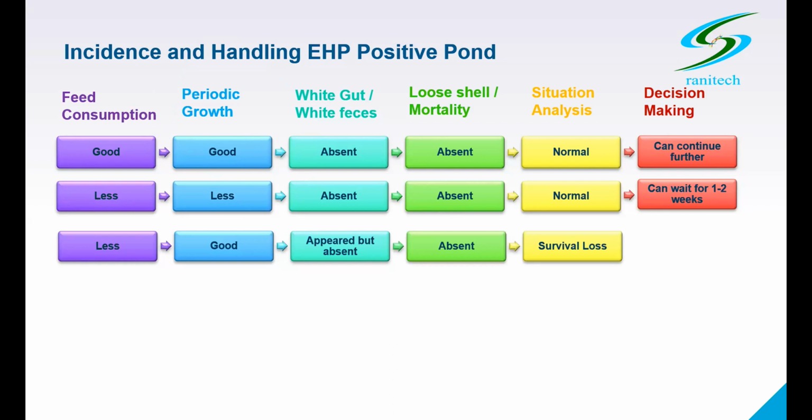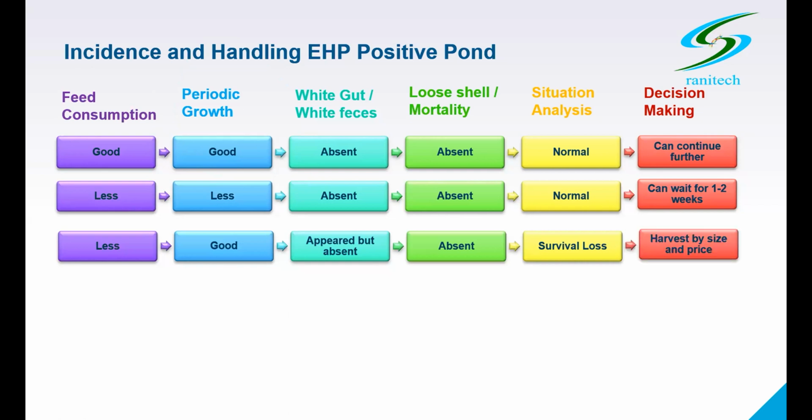You must expect that you are losing survival. As my previous slide told you, after one cycle, you may have white feces repeat once again. But meanwhile, you may lose like 5 to 10% survival. So that's why, even though your animal is not eating, it is still growing. So what happens is you just analyze the market.